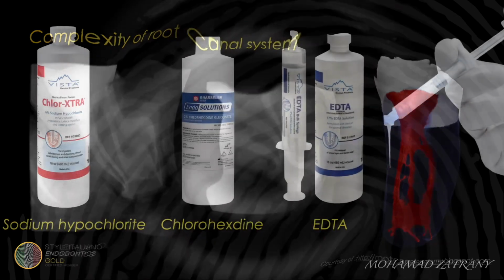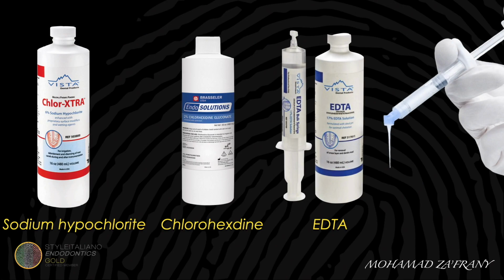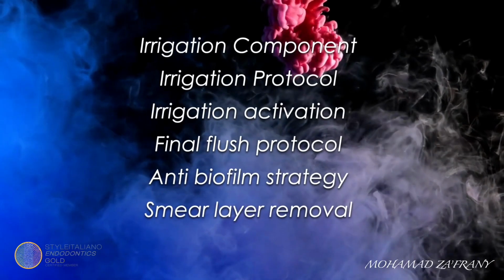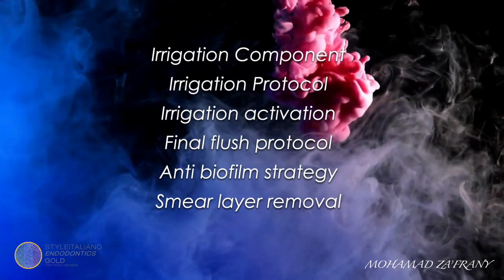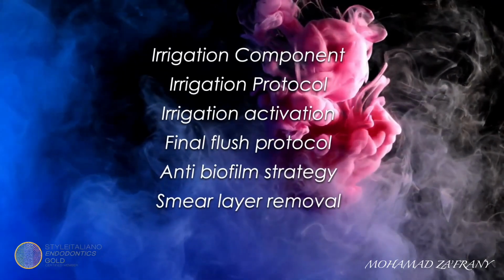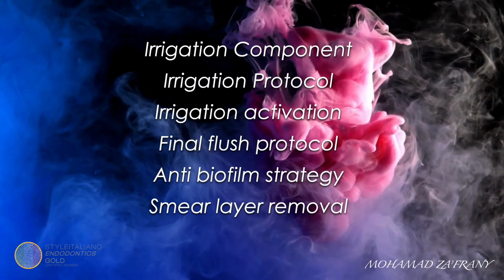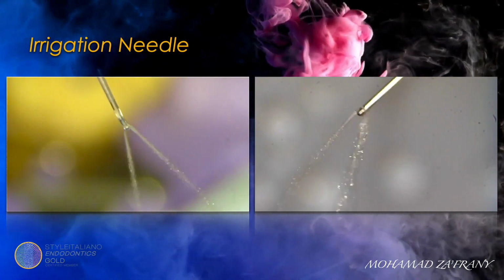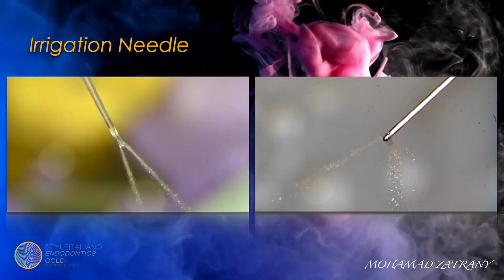We know that we rely more on chemical disinfection to reach and clean areas untouched by our files. Mainly, we rely on sodium hypochlorite along with EDTA and sometimes chlorhexidine as irrigating solutions. But we need to identify more the irrigation component: the irrigation protocol, the activation, the final flush protocol, what the anti-biofilm strategy is, and how to remove the smear layer.